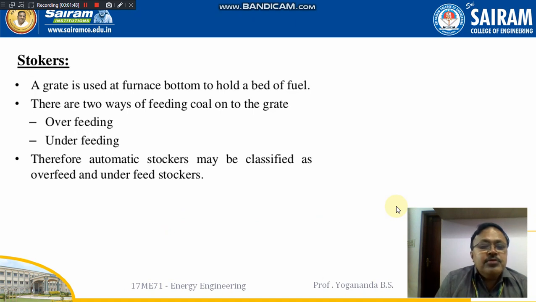So what are stokers? A stoker consists of a grate, which is used at the furnace bottom to hold the bed of the fuel. So the grate is nothing but the horizontal platform in the furnace to hold the fuel bed. There are two ways of feeding the coal into the grate, that is overfeeding and underfeeding stokers. Therefore automatic stokers are classified as overfeed and underfeed stokers.